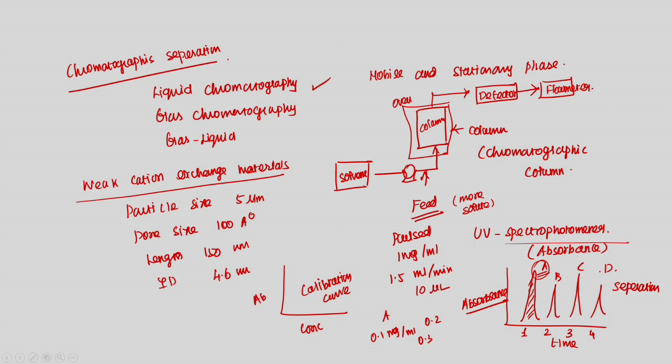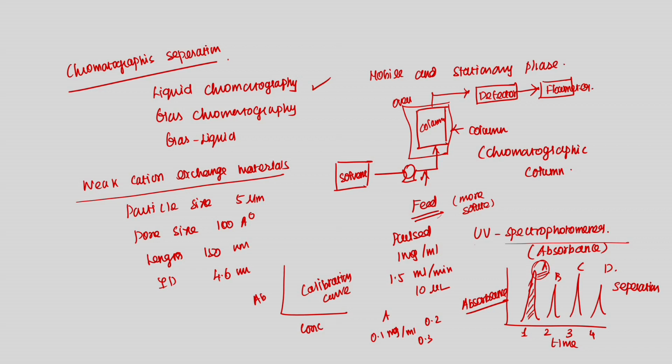So, from this I will be able to know at which time which material is coming out of the column and what is its concentration. So, from the calibration curve I will be able to detect my various components in the feed material. Okay. So, this is the basics about the chromatographic separation. Anyway, we are not going into detail about the chromatographic separation.